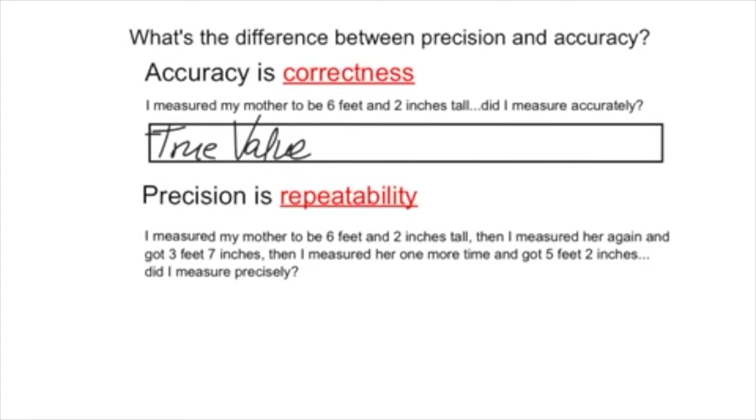You have to know the true value in order to determine accuracy. Precision is repeatability. Can you get the same measurement over and over and over again?